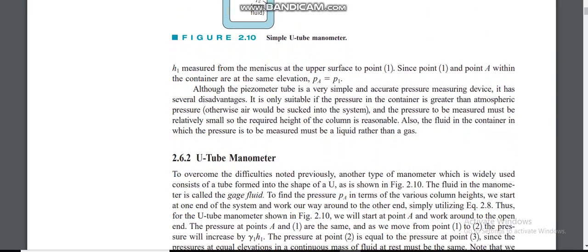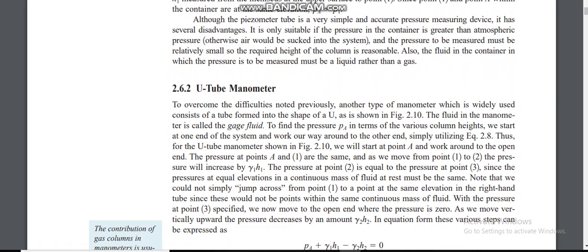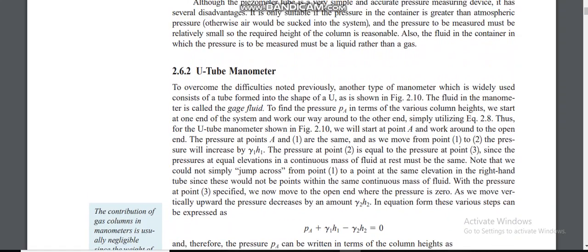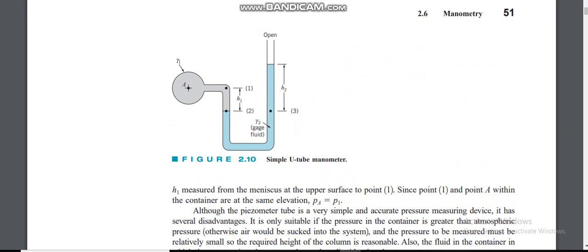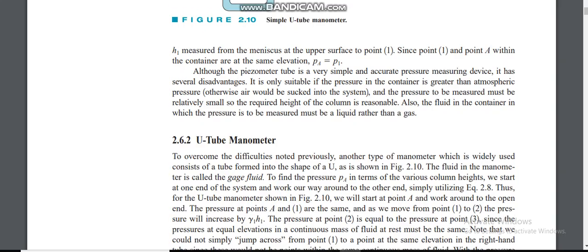So what is a U-tube manometer? The piezometer is not so effective. So to overcome the difficulties noted previously, another type of manometer which is widely used consists of a tube formed into the shape of a U, as shown in figure 2.10. The figure shown above is 2.10, and this is the U-tube manometer. It is a simplified form of the U-tube manometer. However, real manometers are so complex that we use an ideal, simplified or generalized form so that it may be easily understandable.